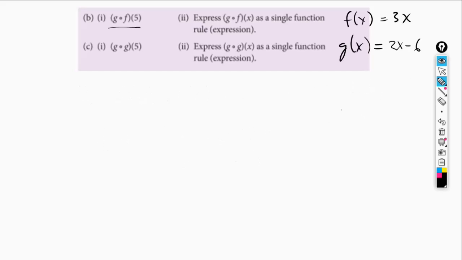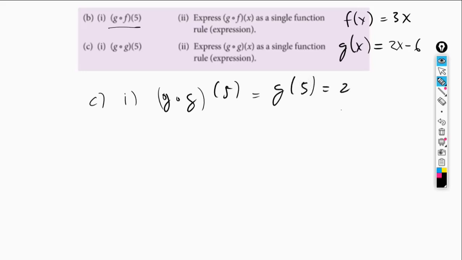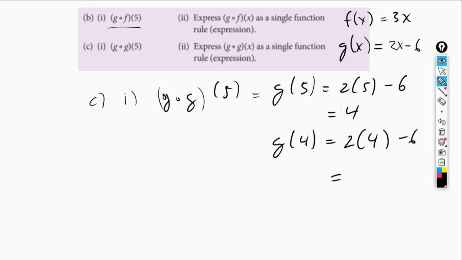So now let's focus on part C. Notice that for number 1, it says, what is g of g of 5? That implies plugging in 5 in g of x, and then whatever we get from that, plug it again into g of x. So g of 5 is equal to 2 times 5 minus 6, and this is going to equal 4. So what's g of 4? g of 4 is going to be 2 times 4 minus 6, and this is going to equal 2.